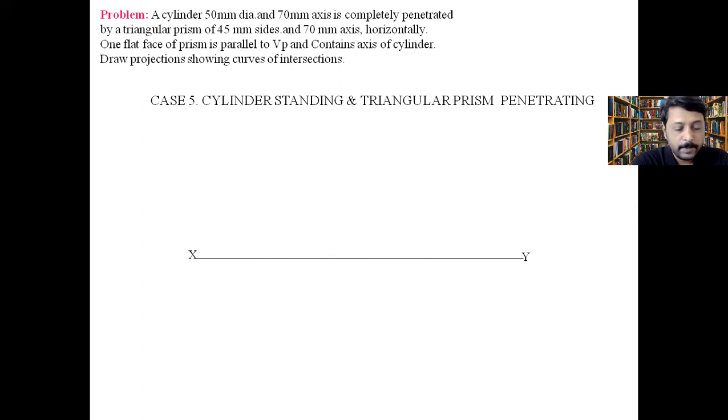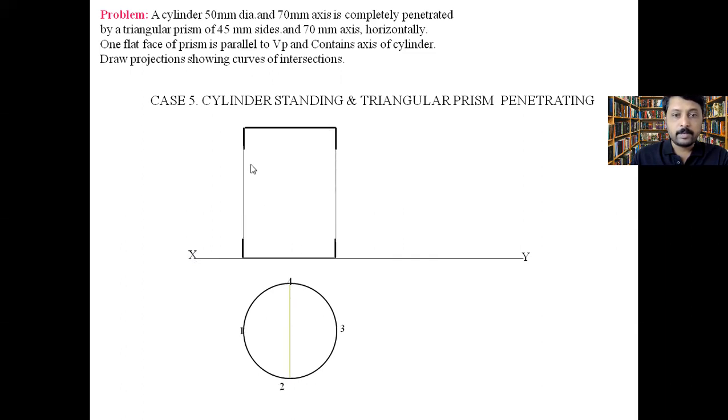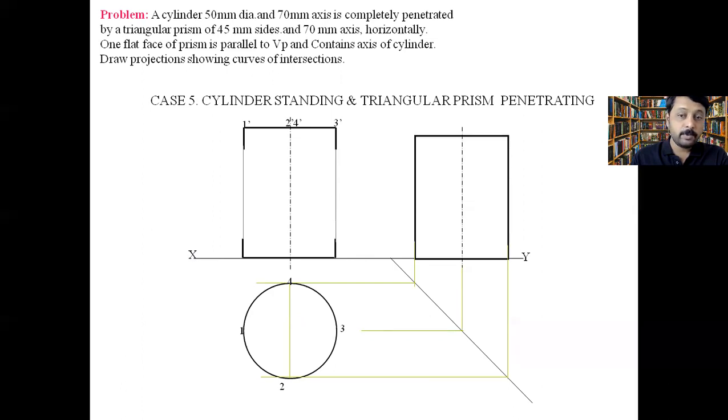Now you know the prism is triangular and there is a cylinder standing. First we have to draw the XY line, draw the cylinder's top view, draw the cylinder's front view, name the notations like this, take the projection, and draw the side view of the cylinder. This is the usual method. We have the diameter as 50 and axis as 70. Now it is penetrated by a triangular prism of 45 mm side and 70 mm axis, horizontally.